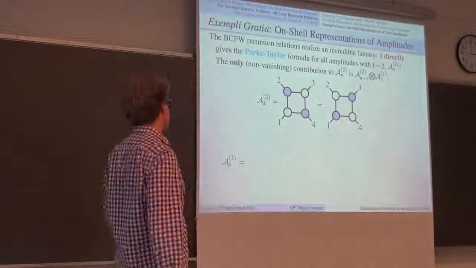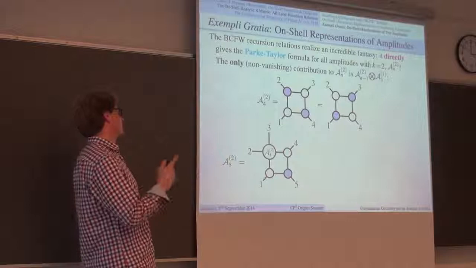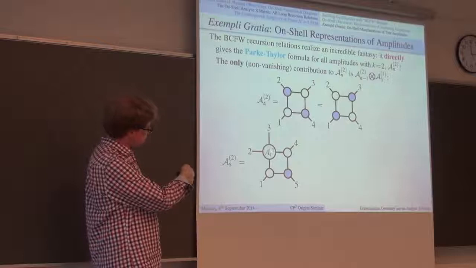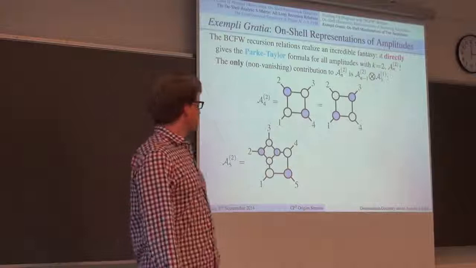For five particles, this would be 25 Feynman diagrams. Well, here we get one term in the recursion. It's just the four-particle amplitude on the left with the white vertex on the right. Then we do the recursion on this thing, and we get that little picture like that. Now it's a scary looking picture, but it's one term, not 25 Feynman diagrams.